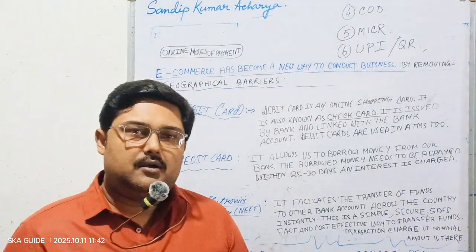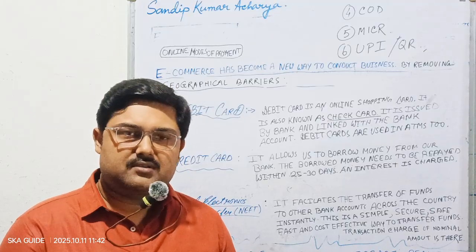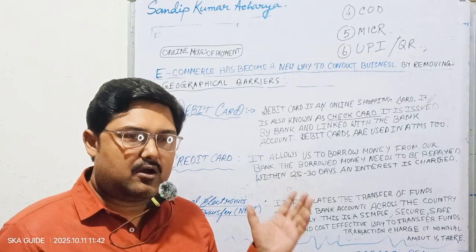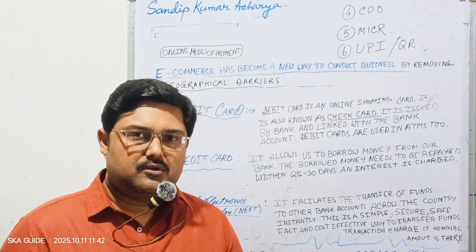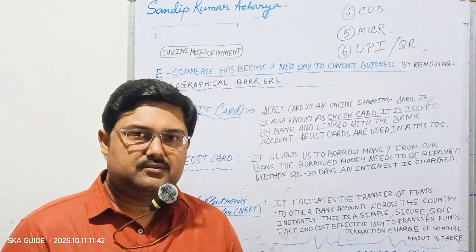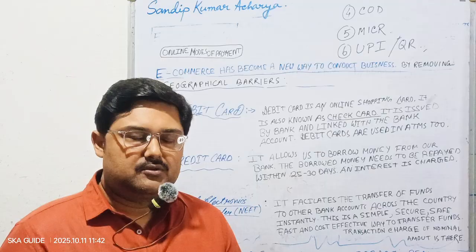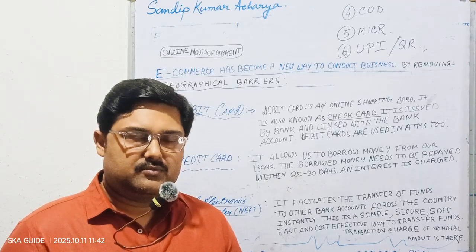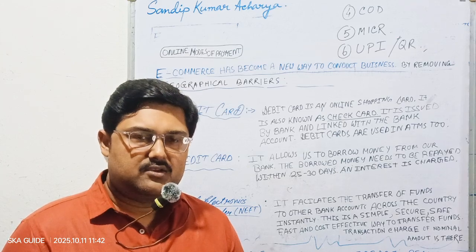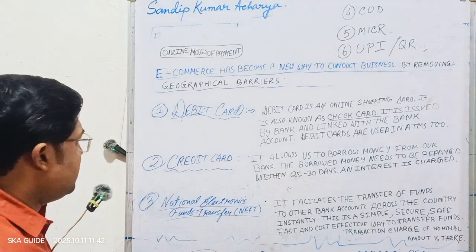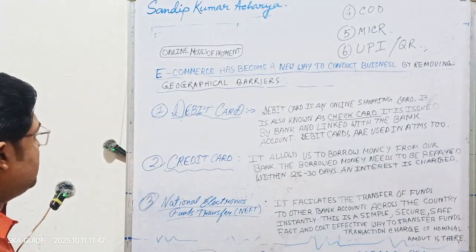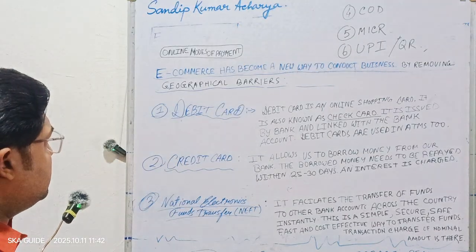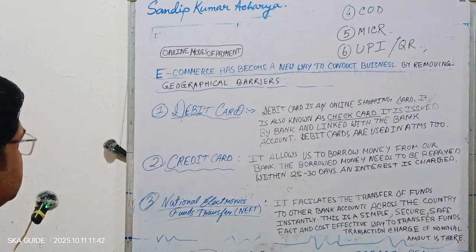So, this video is linked with the previous video, which is on internet and e-commerce. How we are purchasing goods online using e-commerce, right? And how we are paying for all those goods and services on the internet. So, basically, this video is for that. So we are explaining a few methods by which we can pay online, right? In simple words. So e-commerce has become a new way to connect businesses by removing geographical barriers.